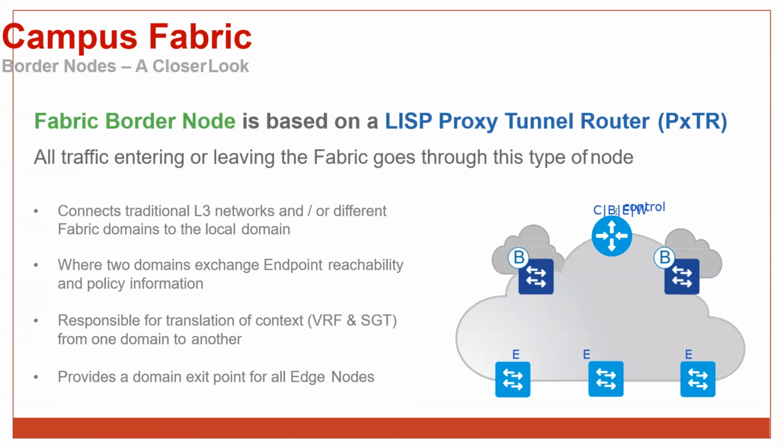So one device can become C, B: control, border, edge, and wireless WLC as well, like that. The roles can be defined that way, but it is better that you separate the roles for better network design and troubleshooting. So different devices are doing different jobs.